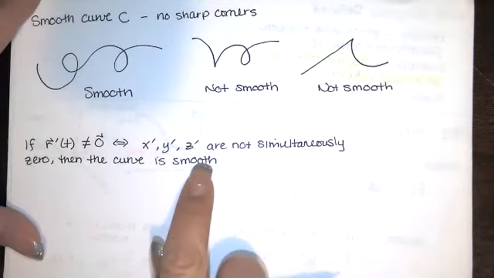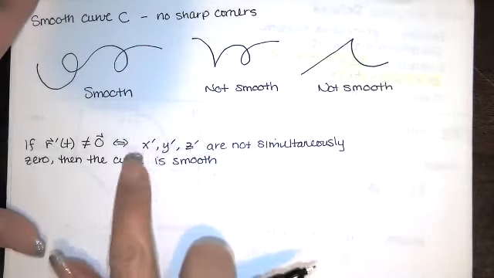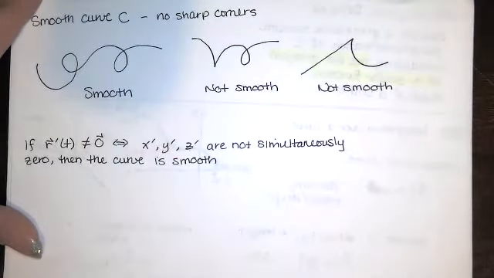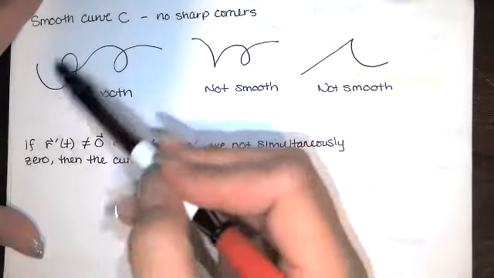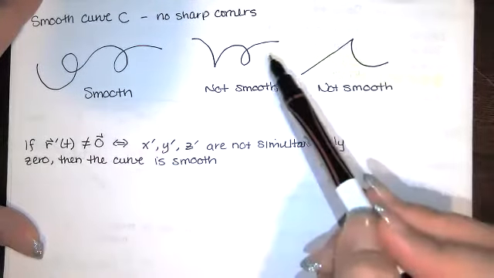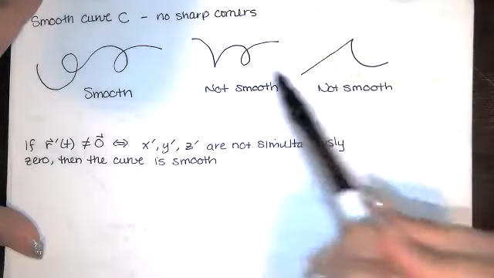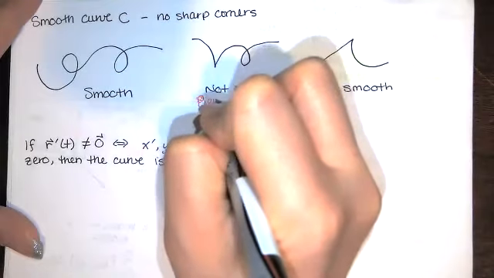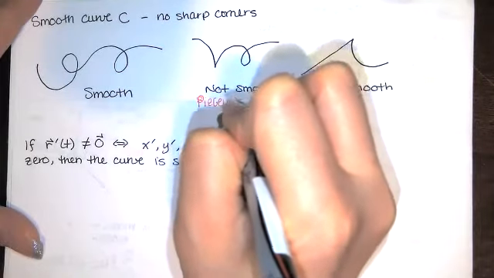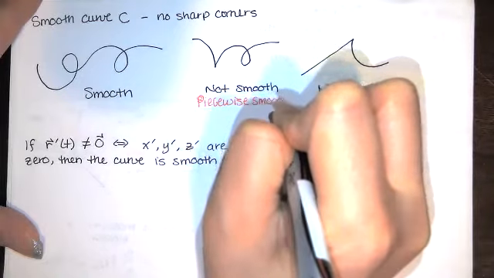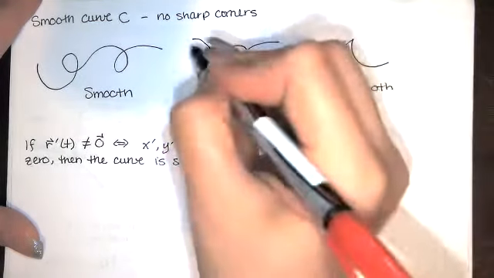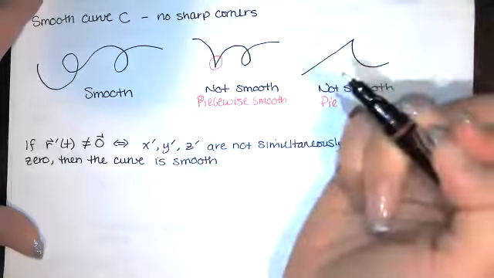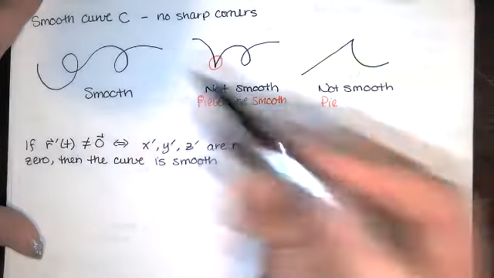Now, if x prime, y prime, and z prime, or x prime and y prime if you're in the plane, are simultaneously 0, you could have a sharp corner like this and like this. But don't worry, it actually turns out to be just fine. This one is smooth. This one is not smooth, and this one is not smooth. But these are called piecewise smooth. And it turns out that's all we need. These are just smooth in pieces. Say, well, it's not smooth the whole time, but it's smooth on this piece and it's smooth on this piece. That's all I need to be able to evaluate these integrals.